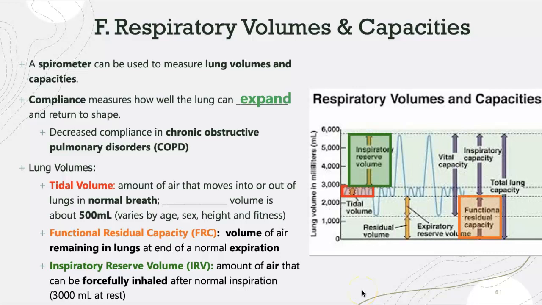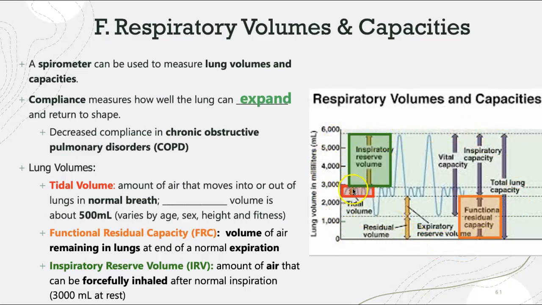And in doing those measurements, we're able to get a good reading on compliance, which is going to be how well our lung is able to expand and then return back to its shape. When we see decreases in compliance, it is a sign that we do have chronic obstructive pulmonary disorders known as COPD. Now, when we use a spirometer, which is the device that helps us measure these volumes and capacities, we are going to get a readout that looks like this.